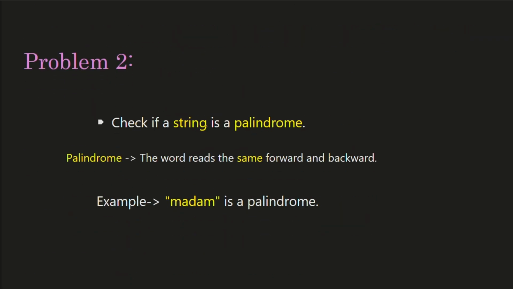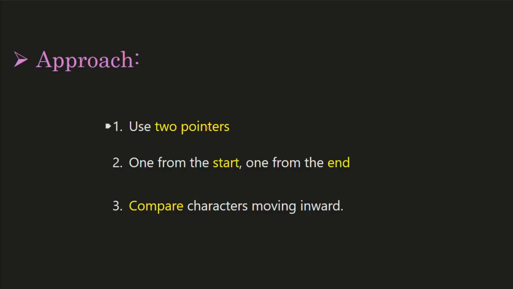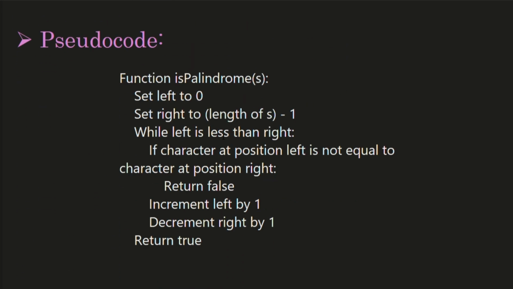Problem 2. Check if a string is a palindrome. Now we'll check if a string is a palindrome, meaning it reads the same forward and backward. For example, madam is a palindrome. Approach. Use 2 pointers, one from the start, one from the end, and compare characters moving inward. Pseudocode. Function is palindrome.